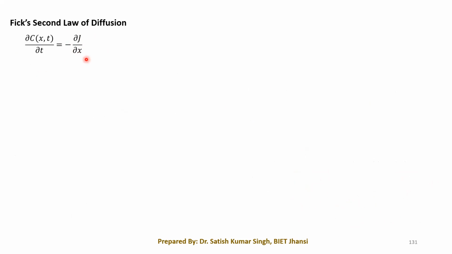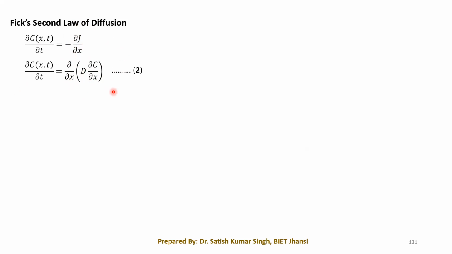Now we have the equation for J from Fick's first law of diffusion. We can substitute J equals minus D dou C upon dou x. If you substitute that, negative and negative become positive, so dou upon dou x of D dou C upon dou x. Now we have arrived at a very important result, because dou C(x,t) upon dou t is given by this equation.